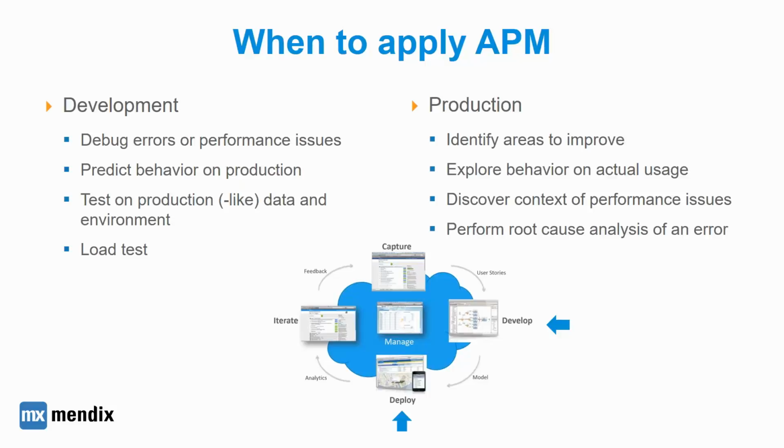Another scenario is to apply APM during load tests, where you are simulating a lot of users at the same time on your system and want to find and identify bottlenecks. You can also use it on production to identify areas to improve on your application based on the actual behavior of your system. That way you can identify where you can put your effort in to optimize your system. You can also use it to discover the context of performance issues, or perform a root cause analysis of an error.